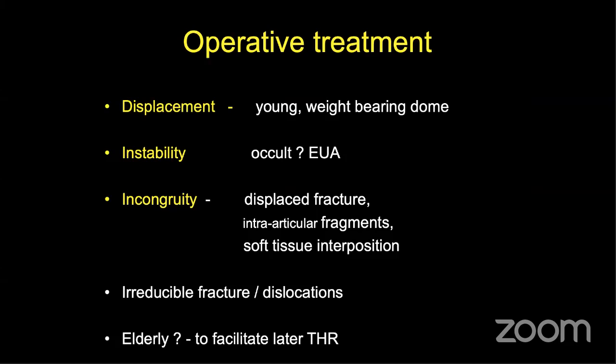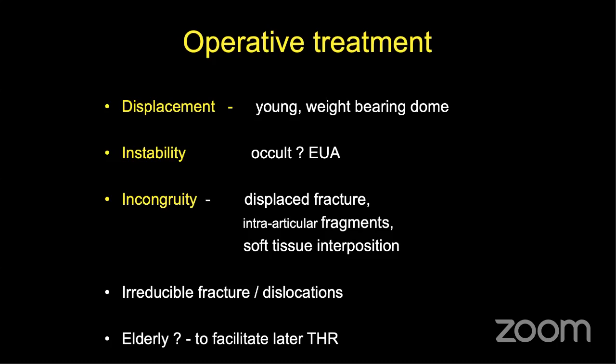This happens in displaced fractures, and you might get incongruity because of intra-articular fragments, soft tissue interposition, and once or twice I've even seen the sciatic nerve interposed in an acetabulum fracture, preventing relocation of the hip. Irreducible fracture dislocations we will discuss in detail later on.